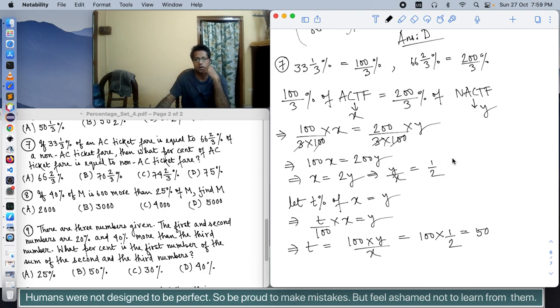From there we get 100 by 3 divided by 100 multiplied by x is equal to 200 by 3 divided by 100 multiplied by y. So we have 100 cancels out from both the denominators on both sides, and 3 also cancels out, and we have 100x is equal to 200y. This means x equals 2y, or y by x is equal to half.